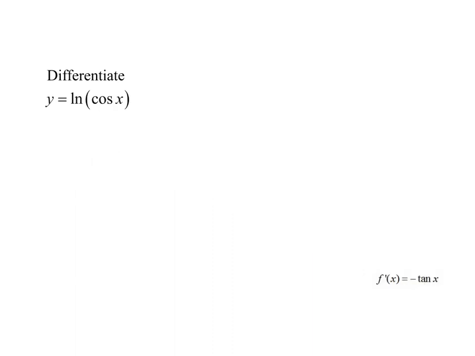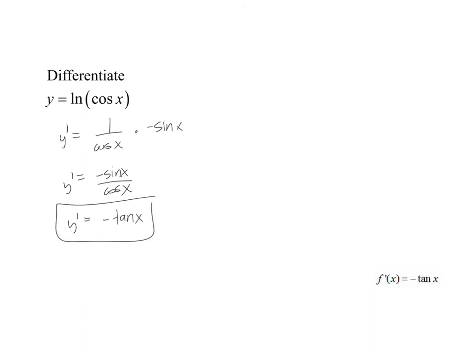And here's another one. We have logs and trig mixed together. But again, just follow it outside in like we do with normal chain rule. So derivative of ln is 1 over, so we'd have 1 over cos. Now the derivative of the brackets is, derivative of cos is negative sine. So that should simplify to negative sine divided by cos. And we can use the trig identity. Sine divided by cos is the same thing as tan.